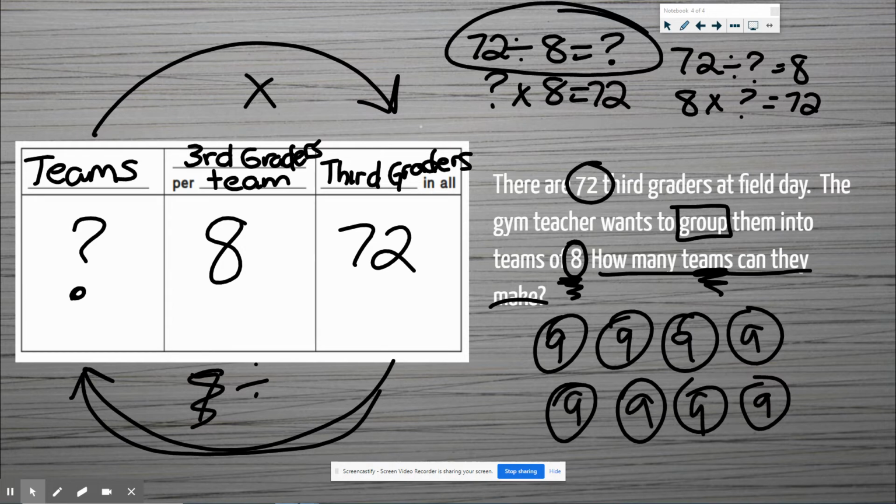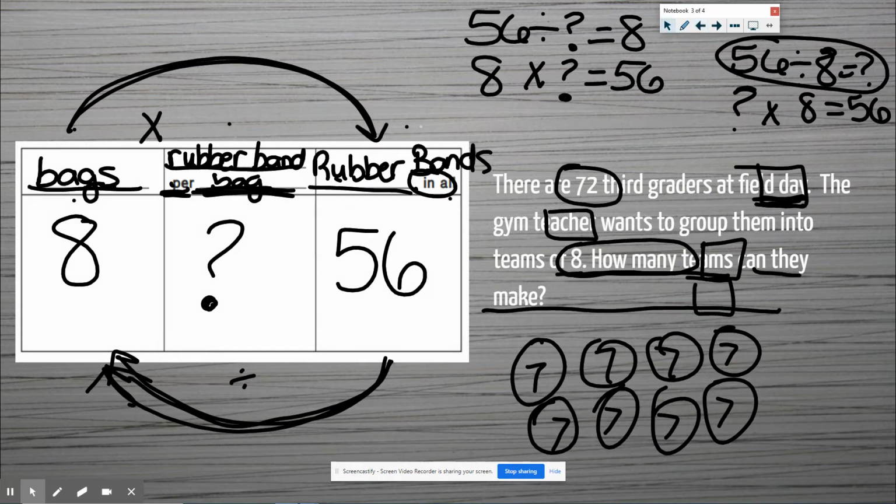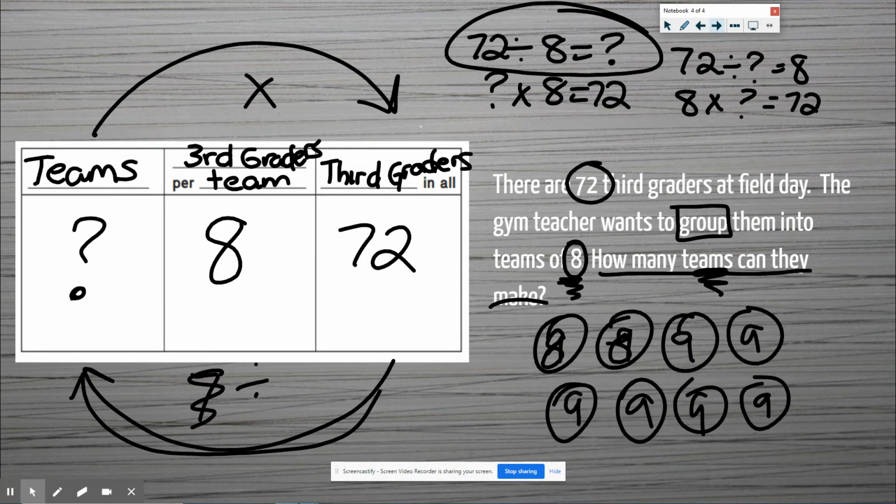So actually I did this wrong. It would be 72 divided by 8 is 9. And I'm looking for the number of teams, so it would be 9 teams. So this would be 8. I should have done it like this and gone through 8, and then I would have found that I needed another group to show 9 teams.